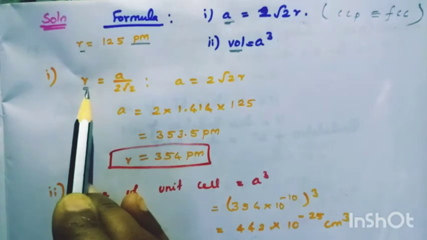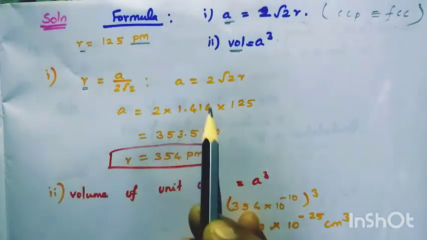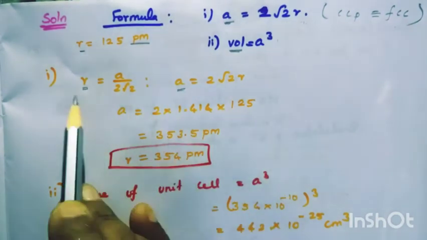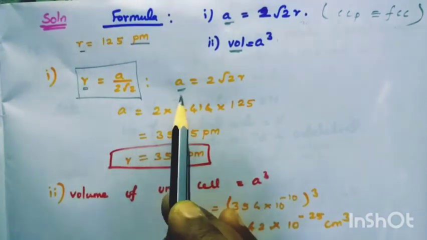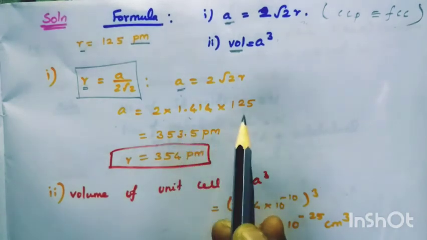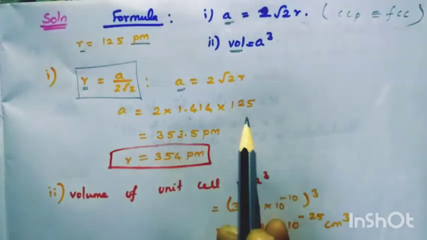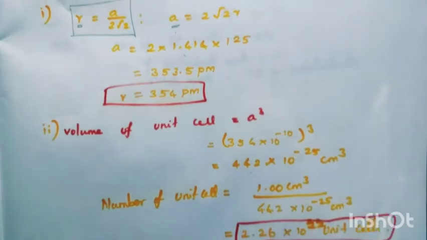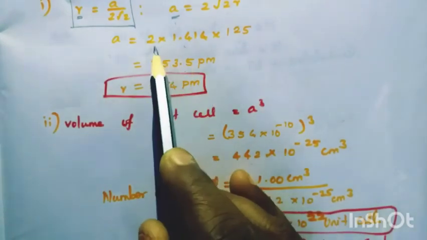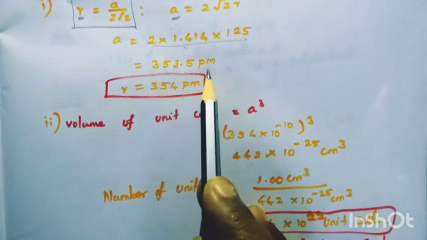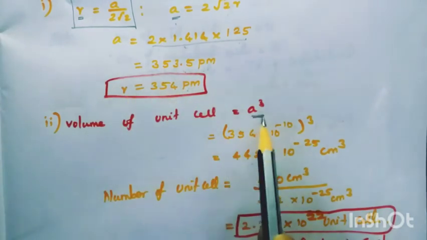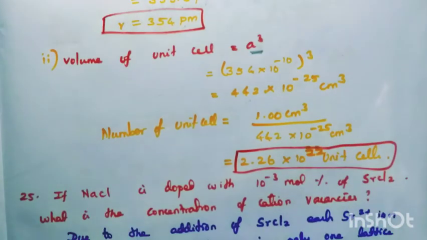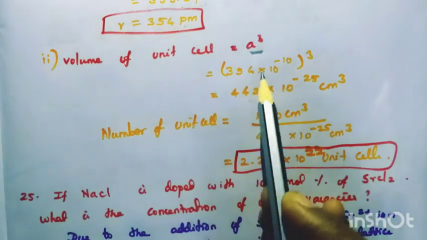From this formula, we derived the A value. So A is equal to 2 into 1.414 into 125, as in the last problem. Multiplying all these, we get 353.5 picometer. We can round this. Volume of the unit cell: the volume of the cube is equal to A cube. So the A value is given.